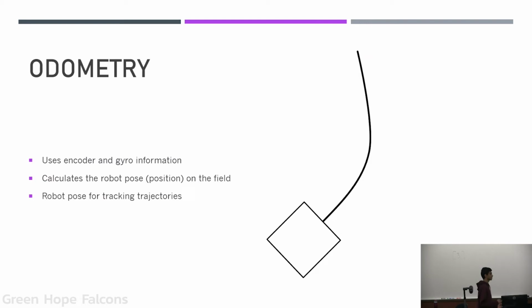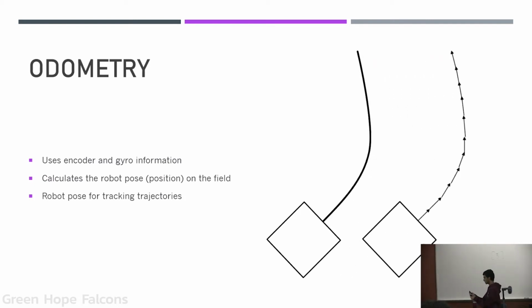Yeah, so it calculates the robot's position using encoder and gyro information. So let's say that square is our robot, and we move along that curve. How do we calculate the robot's position along that curve? What we can do is actually break up that curve into small vectors like that.